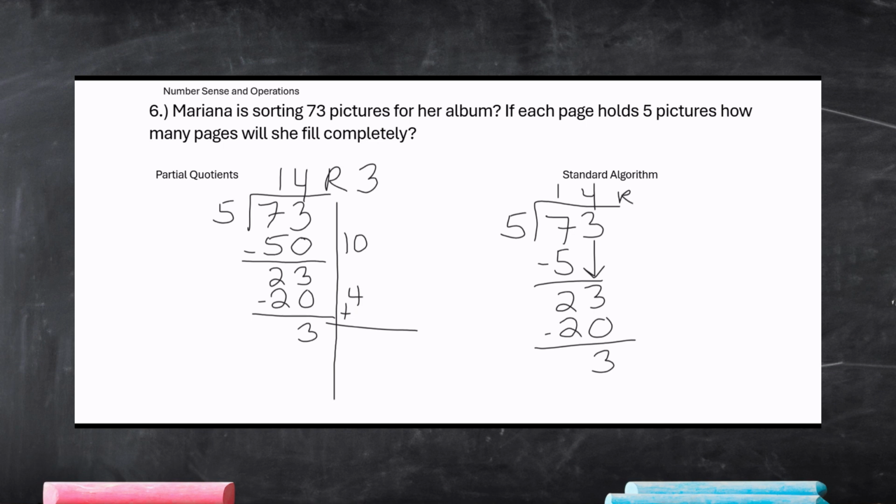However, the answer is not 14 remainder 3. The actual answer to this problem is 14, because the question very clearly says, how many pages will Mariana fill? Those remaining 3 photos get a page, but their page will not be filled, so they don't count for the answer. The final answer here is just 14.